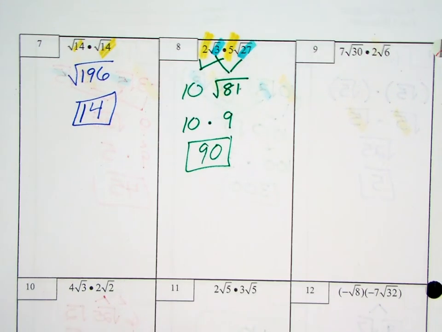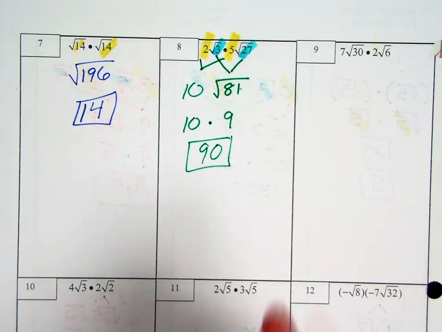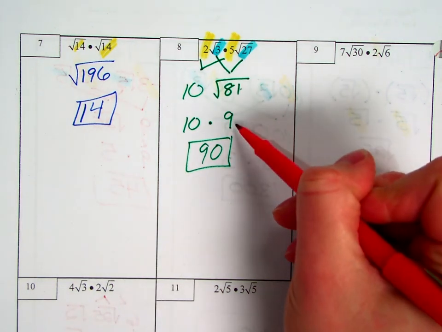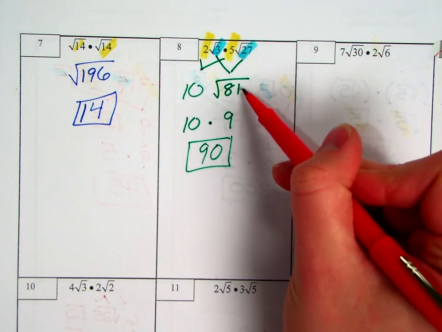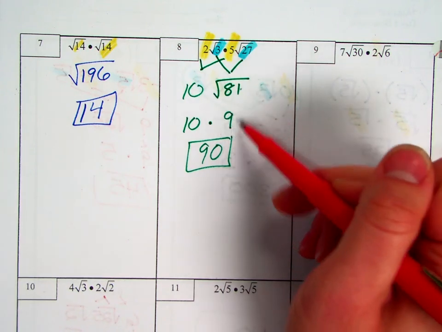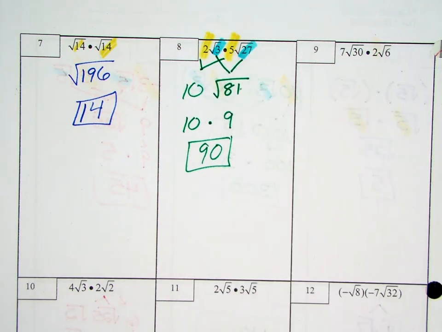Be careful not to take the square root of 9 again. A lot of people want to take the square root again to get 3, but remember, whatever number we have here should be able to be multiplied by itself to get 81. 3 times 3 is not 81. 9 times 9 is 81. So we stop once we take the square root once.